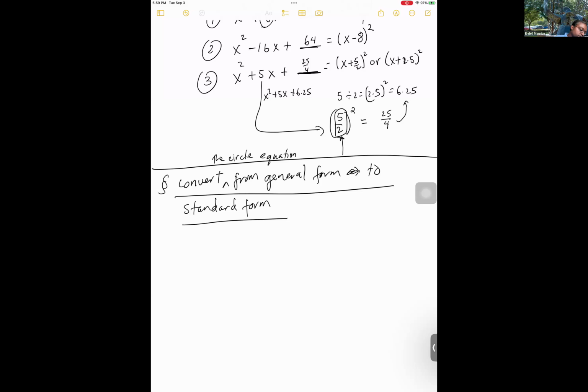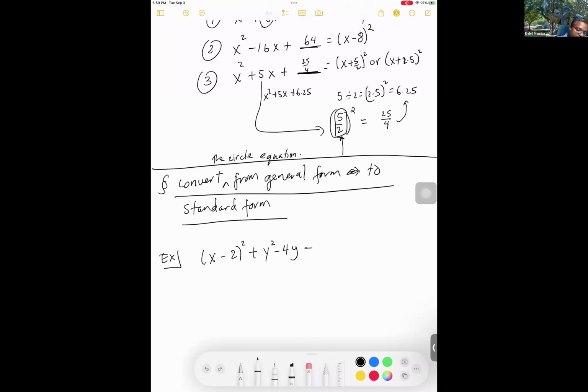Take, for example, I have this right here. I have x minus 2 squared plus y squared minus 4y minus 8 equals 0 right here. Where did my eraser go? There it is. And I have this equation right here, but it is not in standard form.